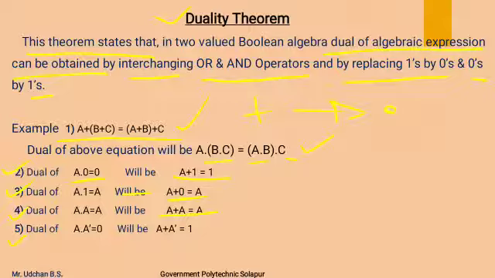In the last example, we can write the dual of A into A complement equal to 0 will be A ORed A complement equal to 1. In this, the dot operator, that is the AND operator, is replaced by an OR operator and binary 0 is replaced by a 1.